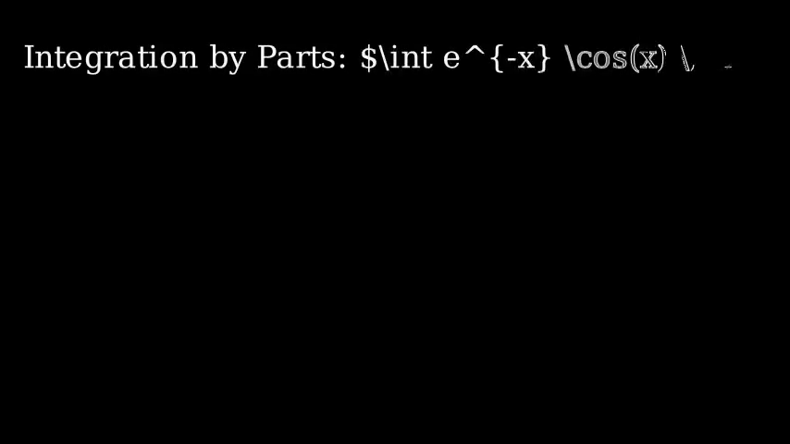Welcome. Today we'll learn to solve the integral of e to the power of negative x times cosine of x using integration by parts. Let's start by reviewing the integration by parts formula. This formula can really help us tackle this integral, and let us understand why it's useful here.